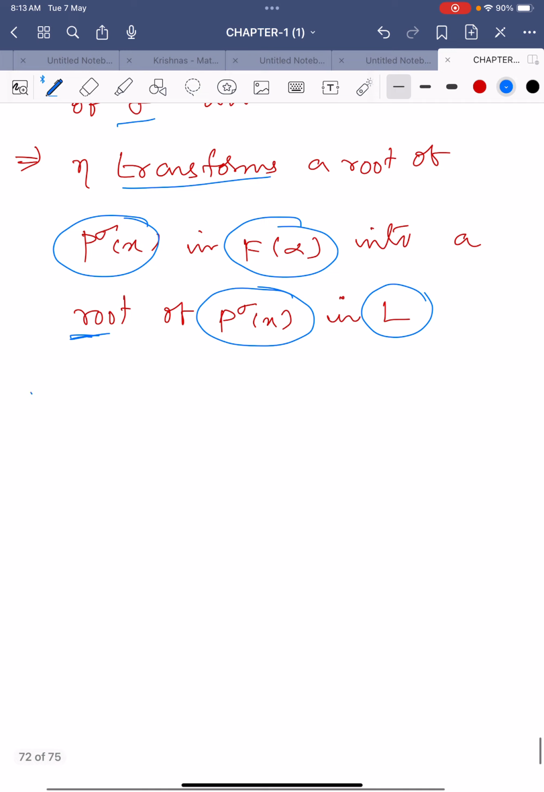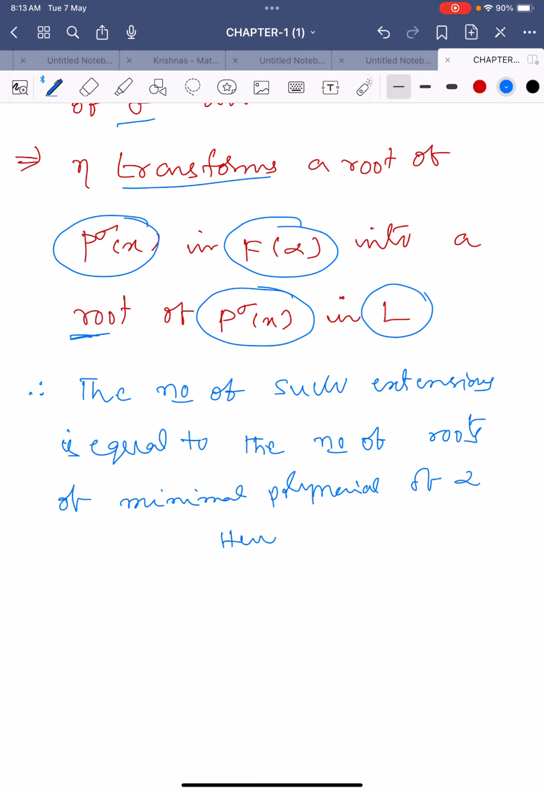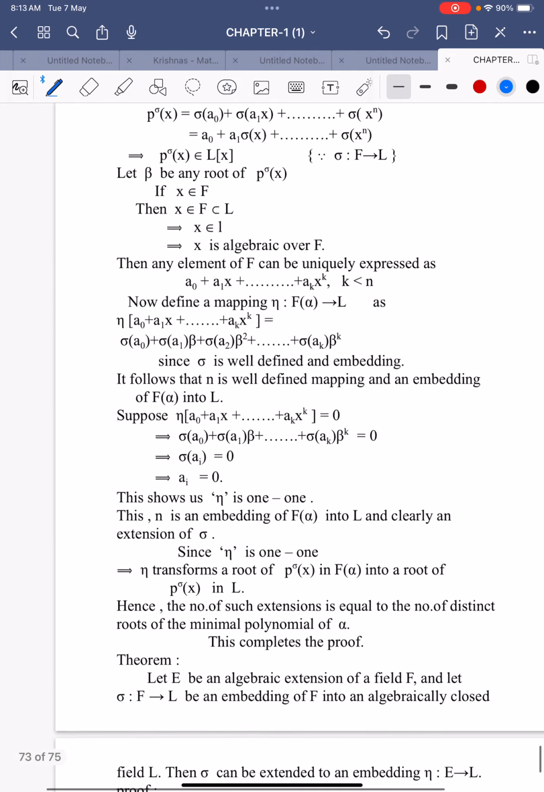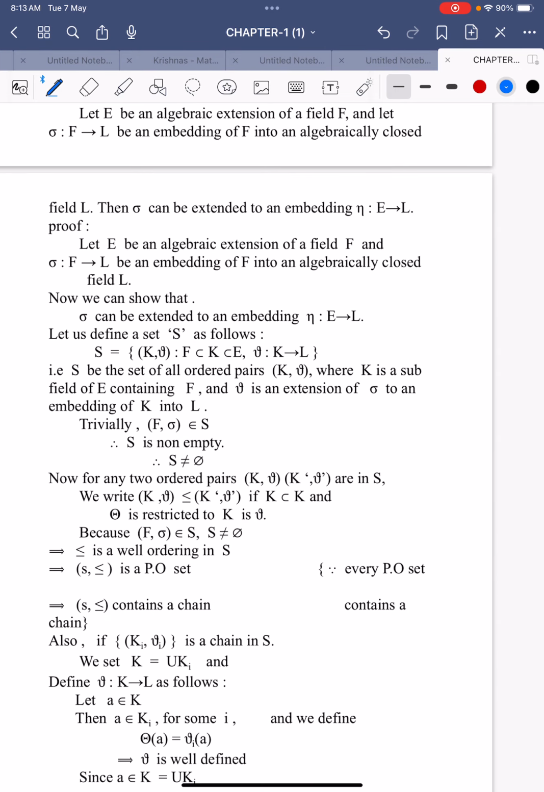This shows us the number of such extensions is equal to the number of roots of the minimal polynomial of alpha. This completes the proof of our lemma. That's it. Now, in the same video, we are going to prove one more theorem.